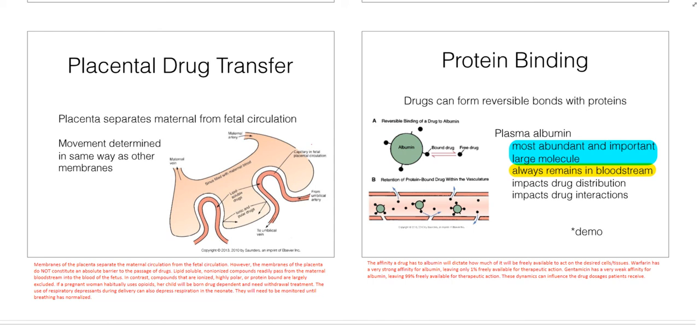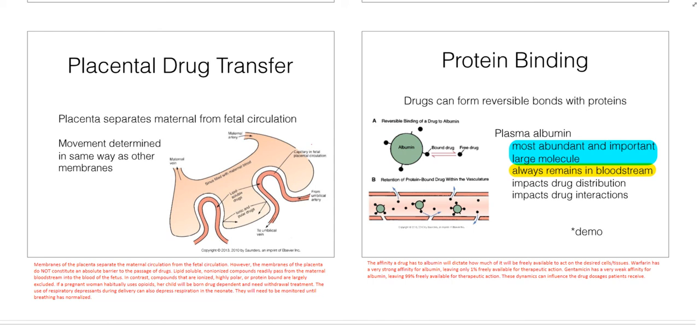For example, warfarin has a very strong affinity for albumin, to the point where only 1% is actually freely available to cause any kind of therapeutic action. At the other end of the spectrum, gentamicin has a very weak affinity for albumin, making it so that 99% is freely available in the bloodstream to do whatever it needs to do.